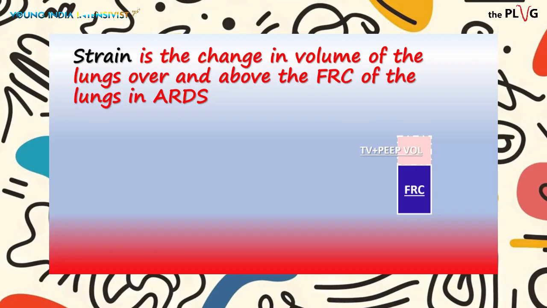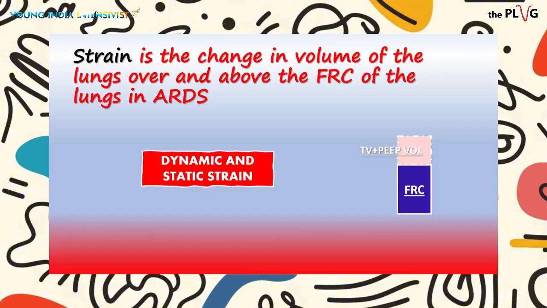Now, what is strain? We'll come to strain and stress. These are the fundamentals, the basics of mechanical ventilation. Strain is the change in volume of the lungs over and above the FRC of the lungs in ARDS. FRC is the functional residual capacity, what you get when the lung has expired and is resting. If you see the diagram, in blue there is FRC, and above that in pink is tidal volume plus the peak volume. This tidal volume plus peak volume is the volume that is changing, and FRC is already there. So this ratio is called the strain.